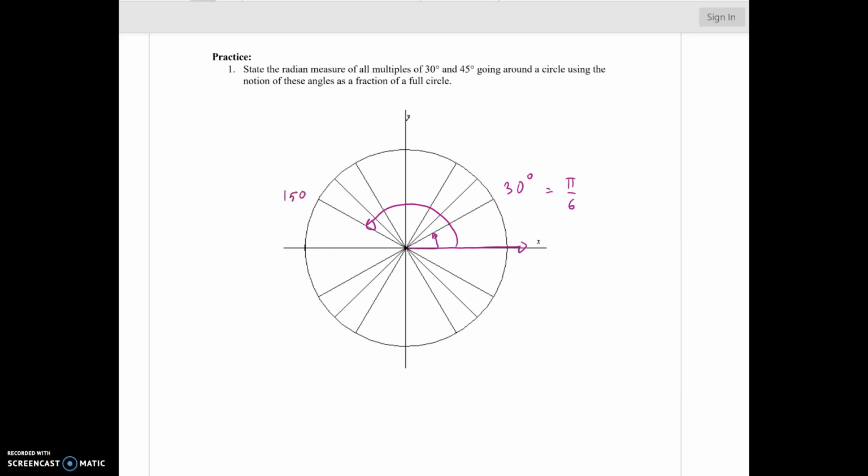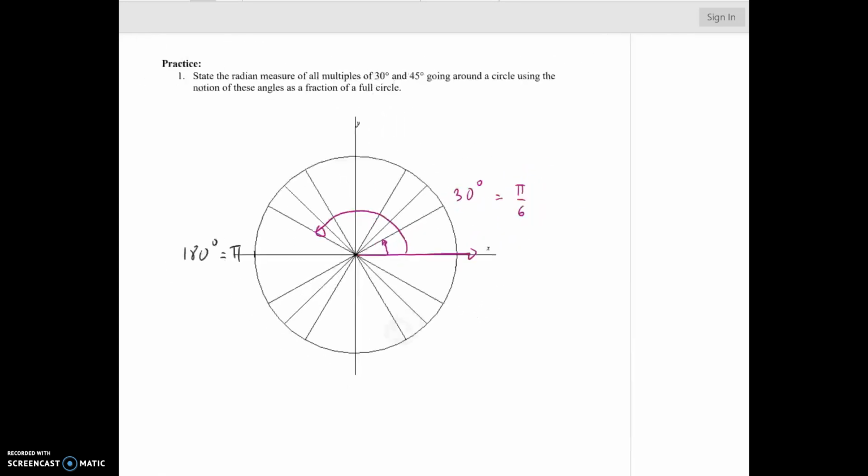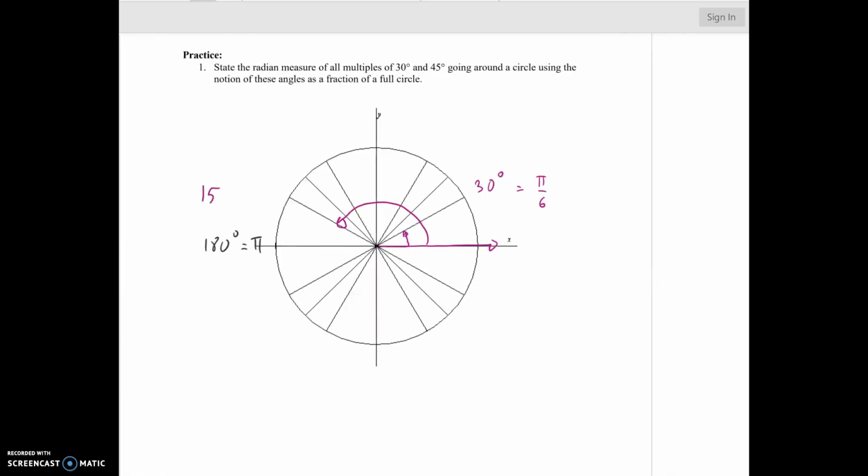And what is 150 degrees? 150 degrees is 180 degrees minus 30 degrees, because I know that 180 degrees equals pi. So 150 degrees is pi minus pi over 6, and I end up saying that it is 5 pi over 6.